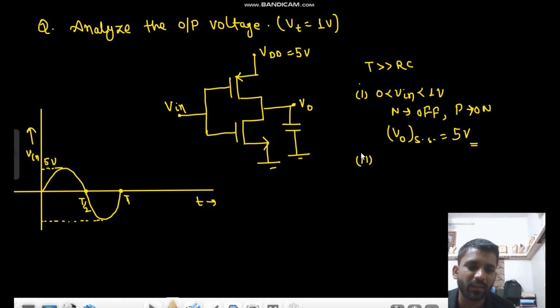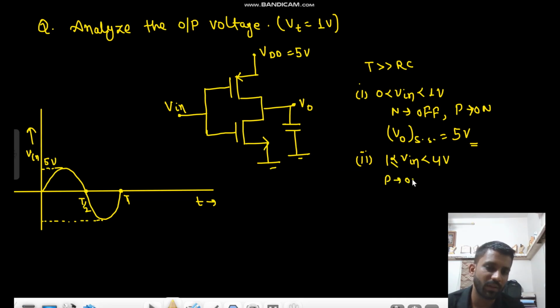And secondly, when Vin is greater than 1 and less than 4 volts, in this condition, from 1 to 4, greater than or equal to 1, so this will be on, this will also be on. PMOS is on and NMOS is on.